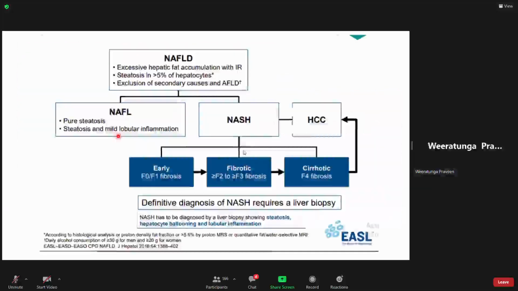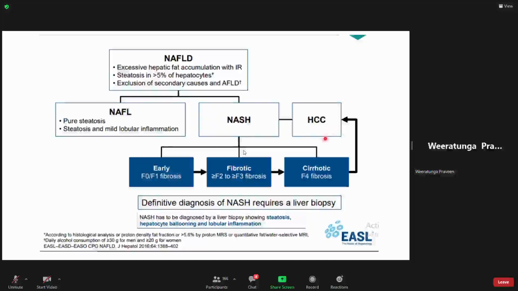Okay. Fine. Now there is a spectrum of this non-alcoholic fatty liver disease, right? There is a spectrum. Non-alcoholic fatty liver is just the fat. But you can get the next stage, like alcoholic hepatitis, non-alcoholic steatohepatitis, right? Where there is inflammation.